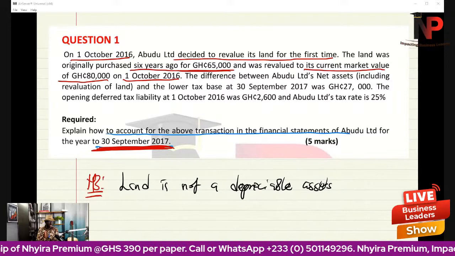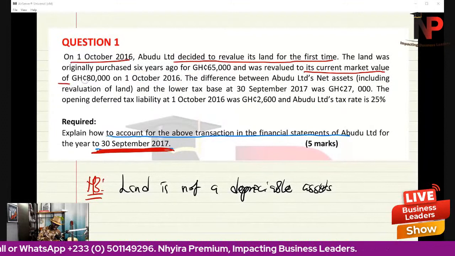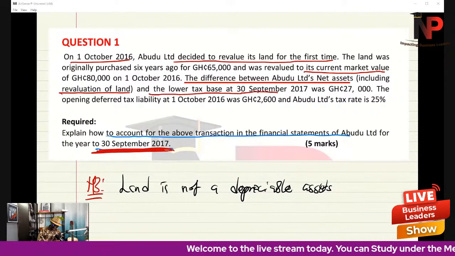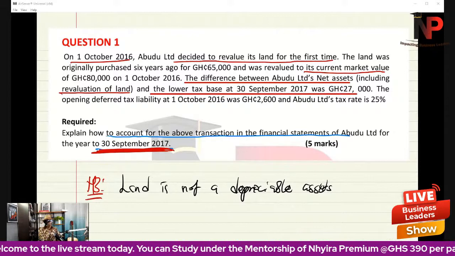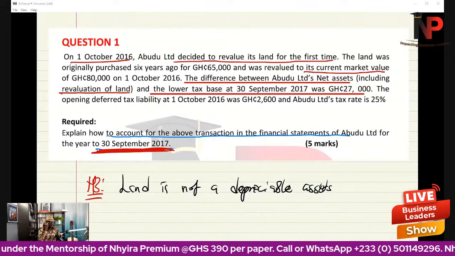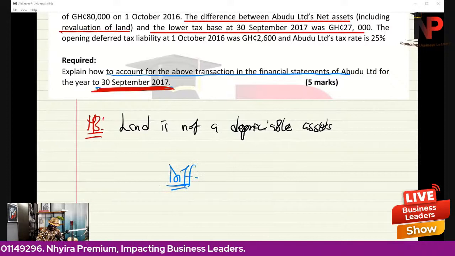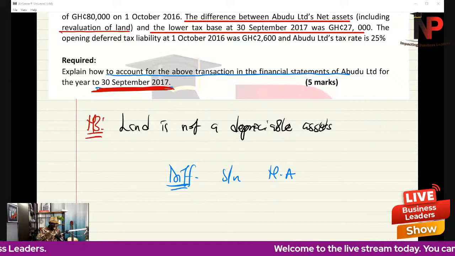Then we continue. It says that the difference between Abudu's net assets, including the revaluation of the land, and the lower tax base of the September 2017 was 27,000. Okay. So the question you need to ask yourself is, what is the meaning of that? Look at the language, listen to the language, read the language very well. It says the difference, keyword, between the net asset of the company and the lower tax base was 27,000.